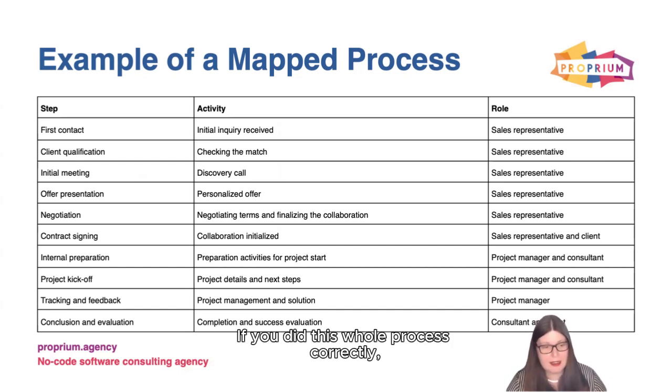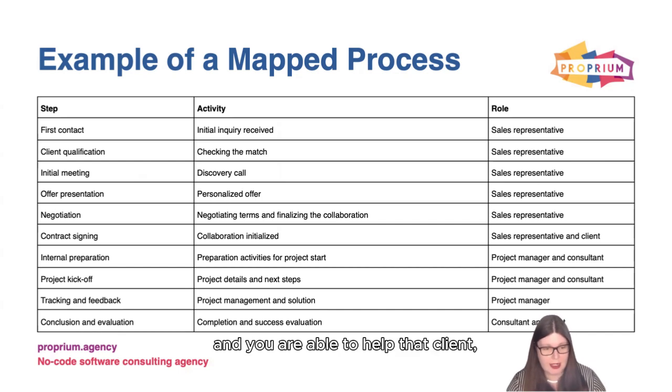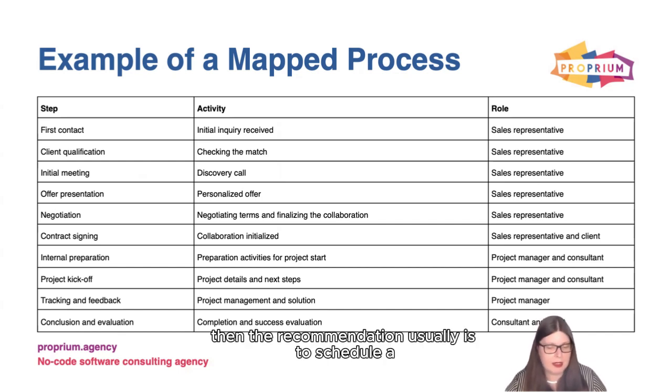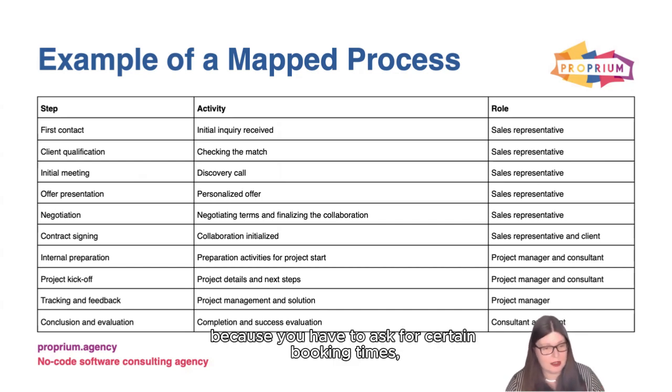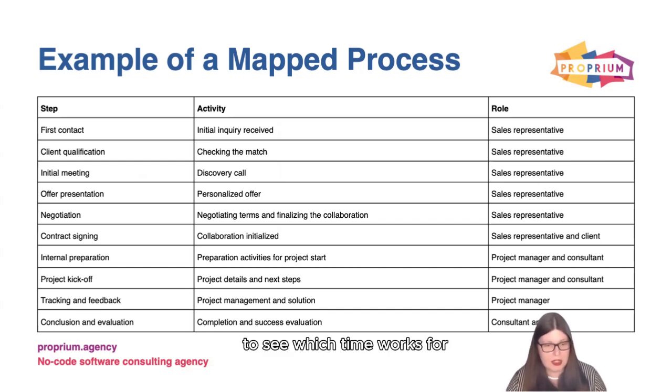So if you did this whole process correctly and you are able to help that client, then the recommendation usually is to schedule a discovery call. So the next step would be to schedule a call and learn more about the client's goals, challenges, and expectations. And if you don't use any software, you still have to do this manually, which means scheduling then gets messy because you have to ask for certain booking times. You have to communicate back and forth a little bit to see which time works for both of you. But if you had a booking link, then you would be able to schedule a meeting much more clearly.